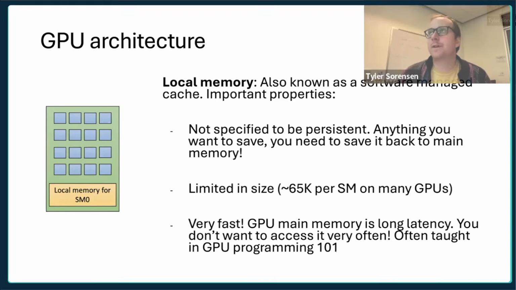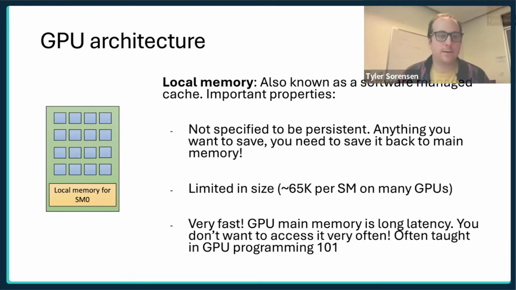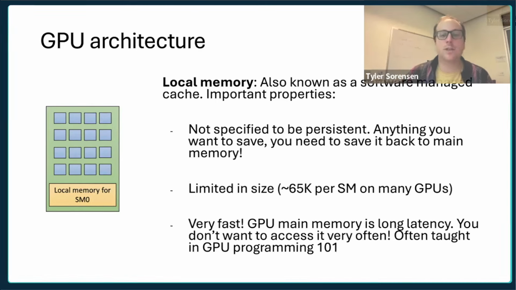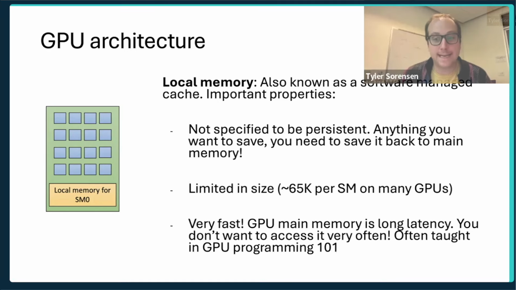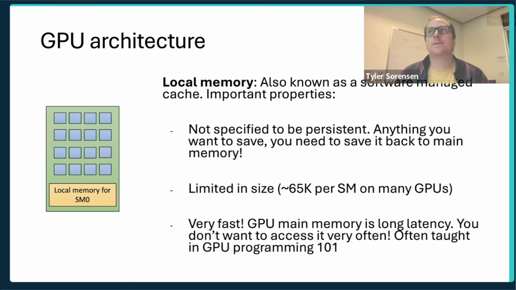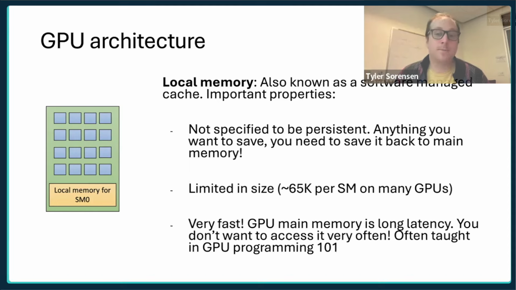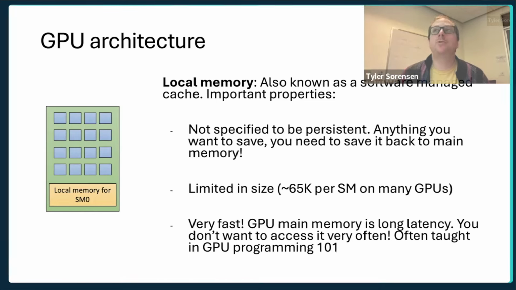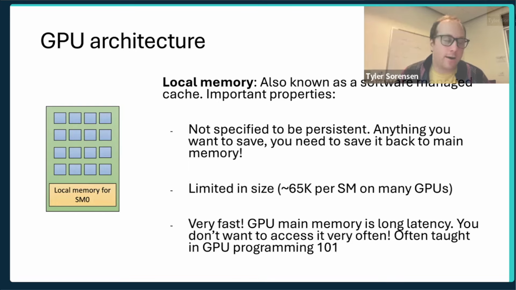I know GPUs always are limited in memory, but these local memory regions are only about 65 kilobytes per SM on many GPUs. Occasionally, some GPUs are a bit bigger or smaller, but that's a good rule of thumb. But the thing about them is they're very fast. For those of you who know more about GPUs, you know that memory is high bandwidth, but long latency, and you don't want to access main memory very often.